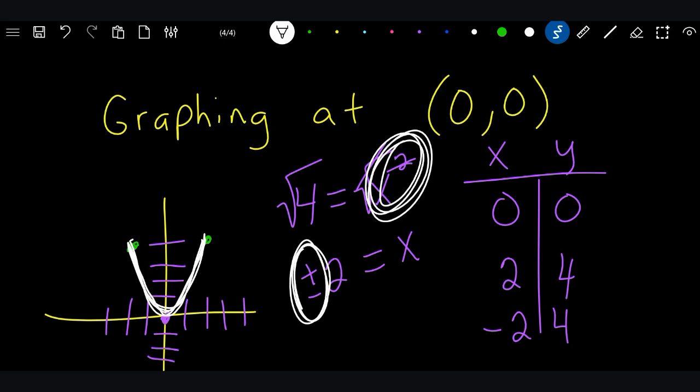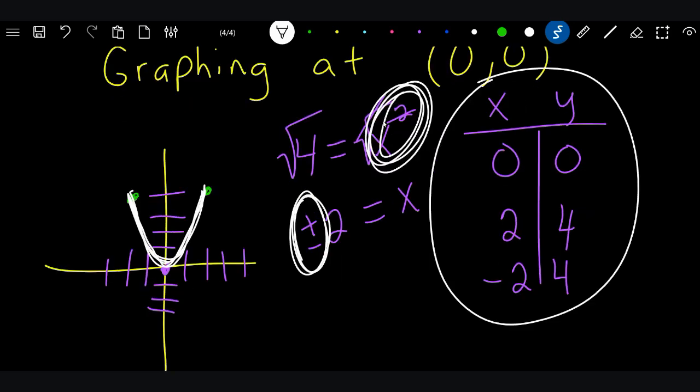So how do we do these? The easiest way to do these is just by building yourself a chart. Okay? Plug something in, solve for it, make sure that you do the plus minus, and then you're going to see your parabola start to form there. That's graphing from 0, 0. And then your translations would go from there if you're moving it up, down, left, right, depending on what you've added to it.